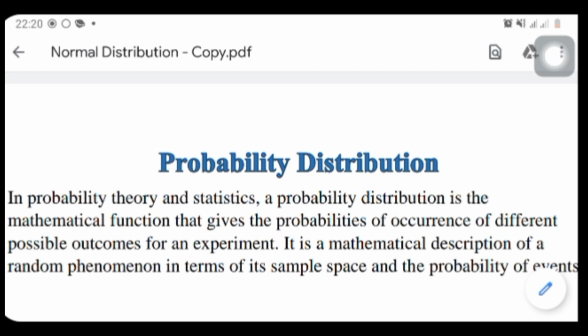I will first explain about the probability distribution. In probability theory and statistics, a probability distribution is the mathematical function that gives the probabilities of occurrence of different possible outcomes for an experiment. It is a mathematical description of a random phenomenon in terms of its sample space and the probability of events. That is a simple definition of the probability distribution.